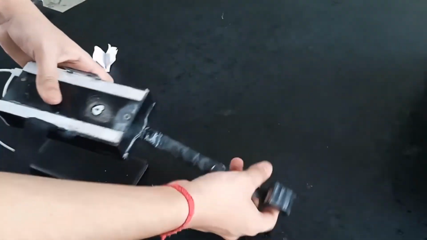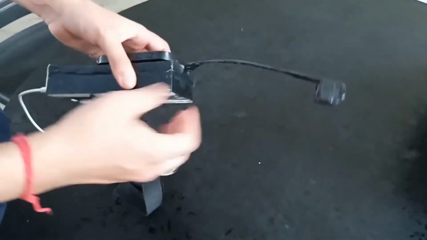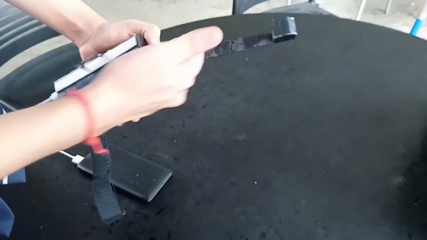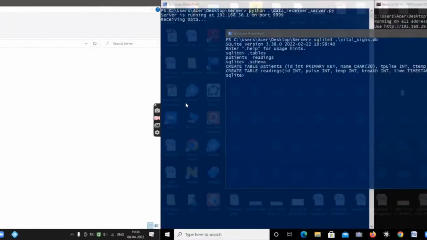So the data is read by our sensors, the thermal sensor and the oximeter sensor, and then it is sent into the Raspberry Pi. The Raspberry Pi stores it into various variables. Then the variables are sent to the server. The server part of our project.